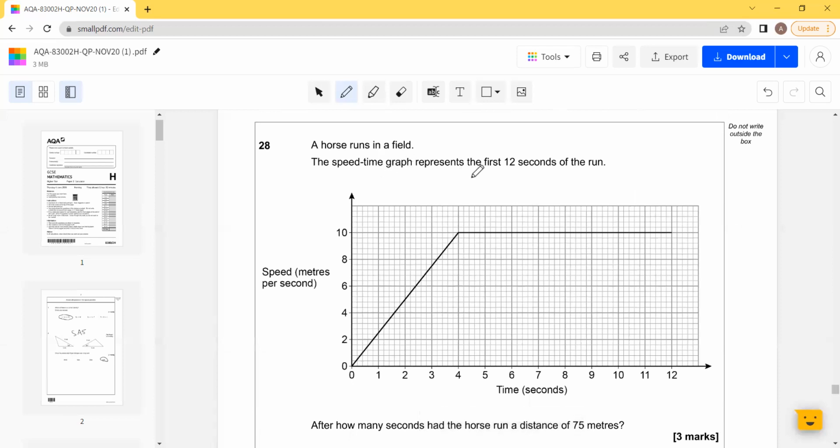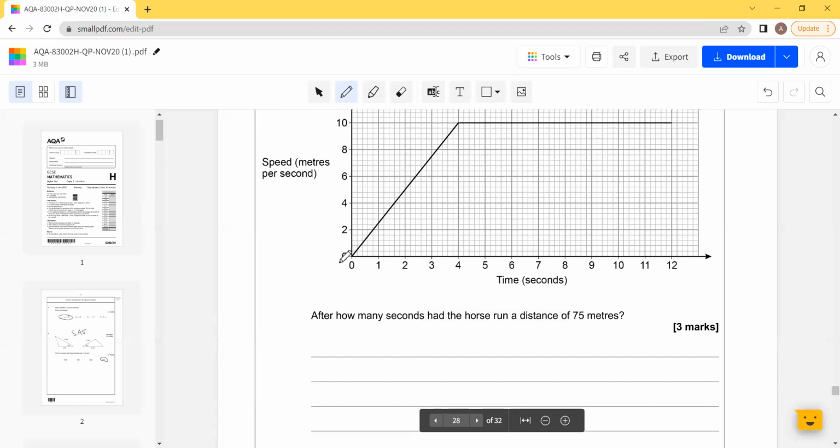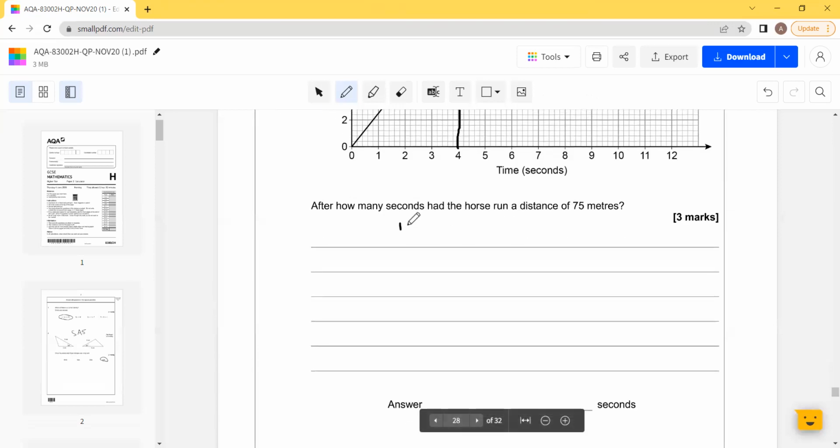The speed-time graph represents the first 12 seconds of the run. After how many seconds had the horse run a distance of 75 meters? Well, that's simple. We can see that in the first 4 seconds, he runs a distance of 20 meters, because half times 4 times 10 is 20.